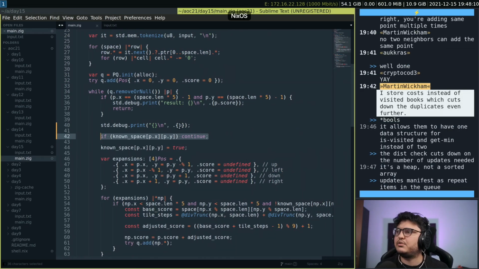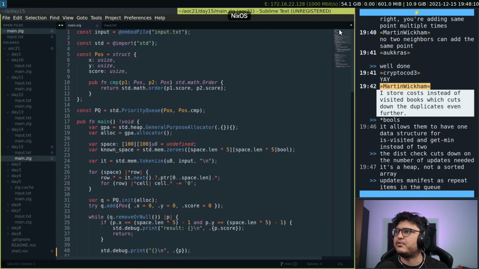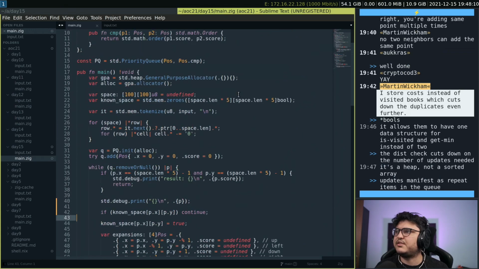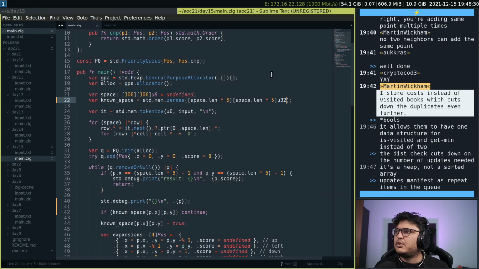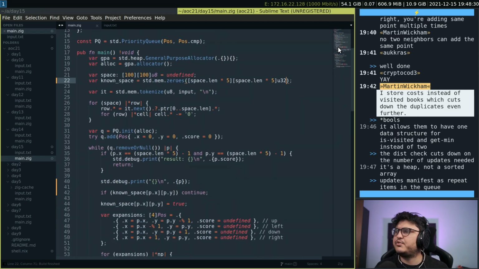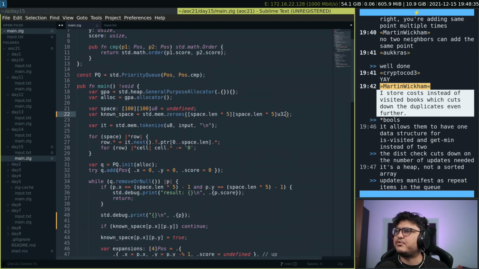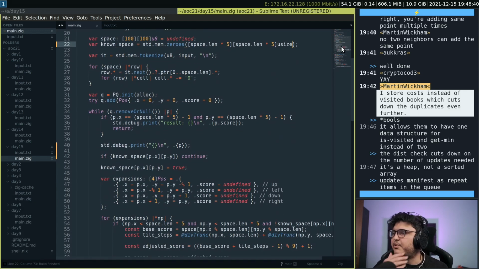Can I change my stuff to be like yours? Let's see. So instead of bools, we make a known space of usize. Oh, that's a bit too big. Let's do u32. So known space has u32s in there. Oh, but it's going to have type stuff. Okay, you know what? Usize. I bought the memory. I used the memory. So these are going to be usizes.